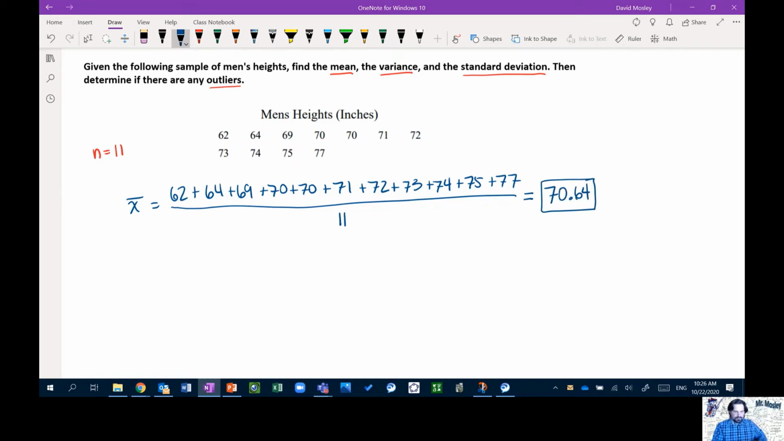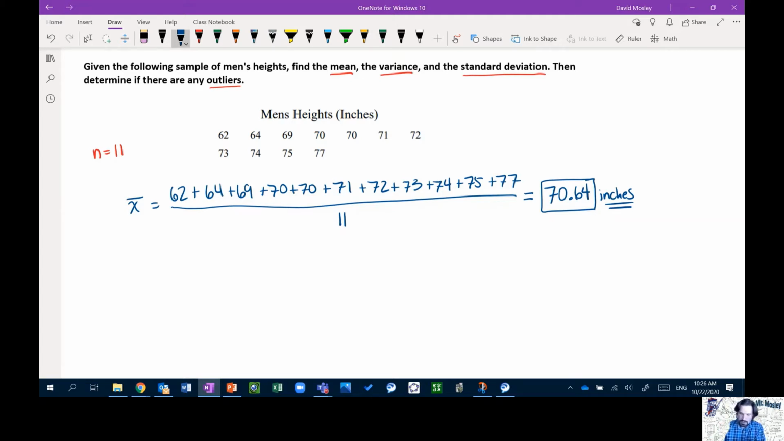All right, so add all the numbers up along the top, which was all of our heights, divide by 11, we get a mean of 70.64 inches. We want to include the units on our measure here because it is a measure of height. The units need to keep sticking around with it.